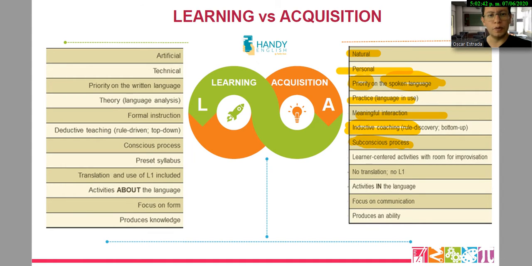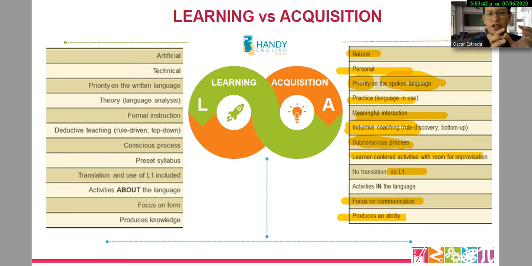It is a subconscious process. We are not aware that this is happening in our brain. It's just happening through everyday life. It is learner-centered activities with room for improvisation. This particular point is regarding the teaching practice. In the classroom, if you want your students to acquire a second language, you need to produce activities that create an environment of exposure to a second language. There is no translation from the L1. All the activities you do in the teaching practice, if you want your students to acquire a language, have to be in the language, never in the native language of a learner. Its main focus is on communication, and it produces a natural speaking ability of communication.